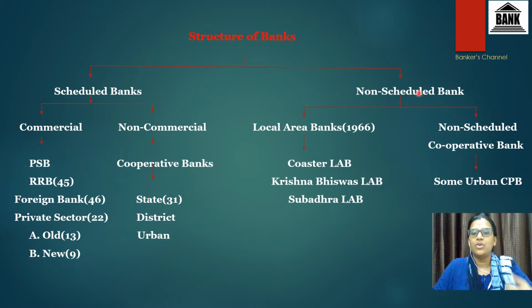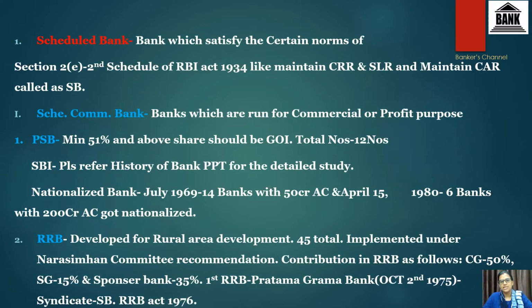Okay. For non-scheduled banks, we have local area banks, which were implemented in 1996. Under local area banks, we have 3 local area banks as of now. The first one is Coastal Local Area Bank, the second one is Krishna Bhima Local Area Bank, and the third one is Subhadra Local Area Bank. And under non-scheduled cooperative banks, we have some urban cooperative banks. Okay, so we will see a detailed study about each of these terminologies in further slides.